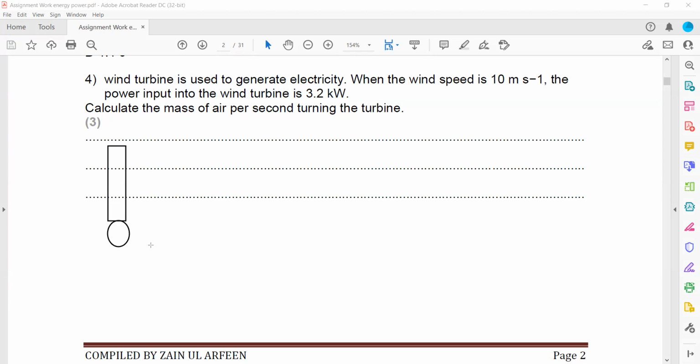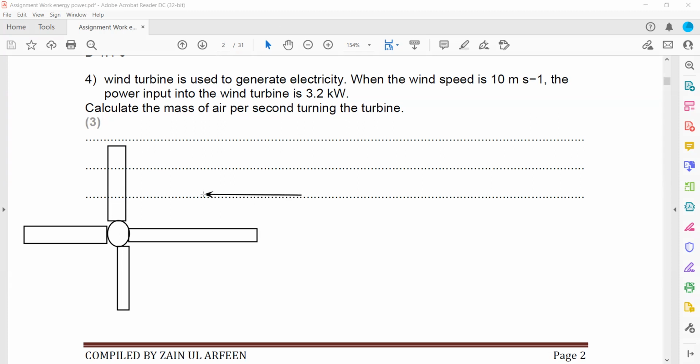So the wind speed is 10 meter per second. For example, if this is a wind turbine, the wind speed is 10 meter per second. And the power input into a wind turbine is 3.2 kilowatt, or we can say 3.2 into 10 power 3 watts. We have to calculate the mass of air per second, like every second, what is the mass of air passing through, that we have to calculate.